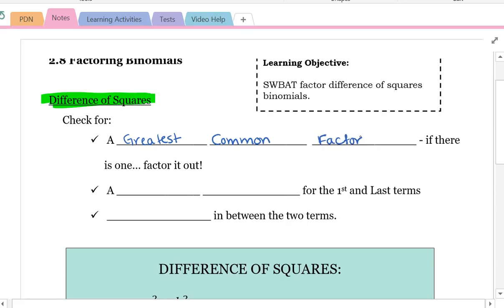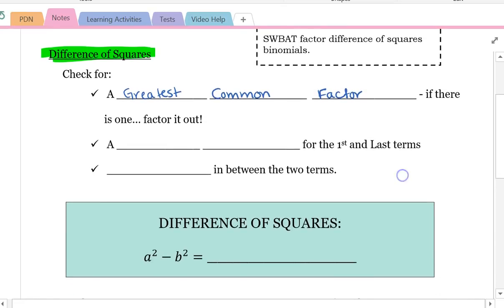The next thing that we need is a perfect square. There's only two terms because it's a binomial, but the first and the last terms need to be perfect squares. So remember, perfect squares are 1, 4, 9, 16, 25, and so on. Those are the first couple of perfect squares.